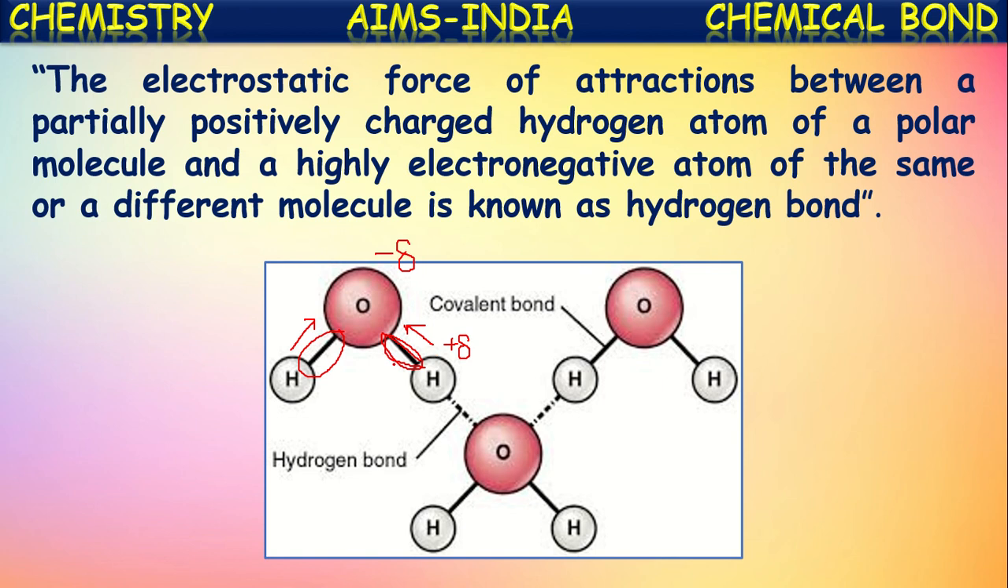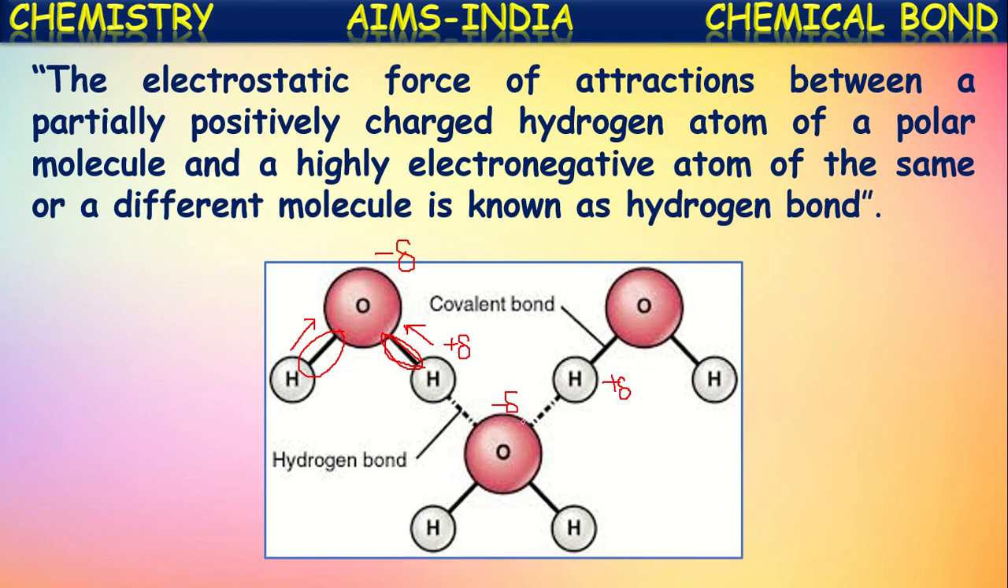Now this can be called a polar molecule, and the covalent bond formed here is called a polar covalent bond. This is the thing happening in all the molecules. Oxygen will get a negative charge, hydrogen will get a positive charge. Polarity will be created.